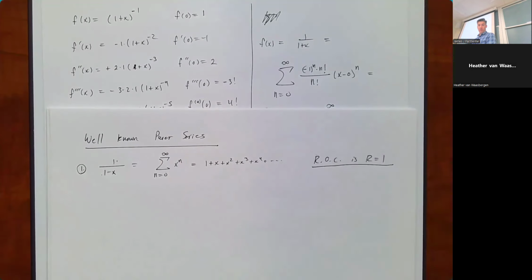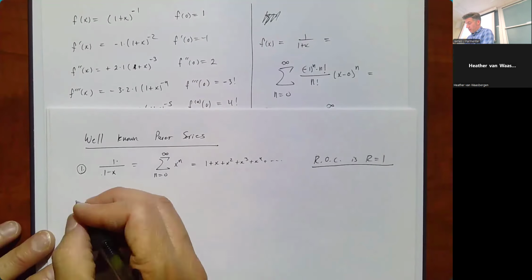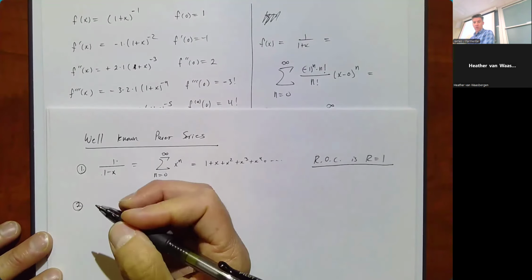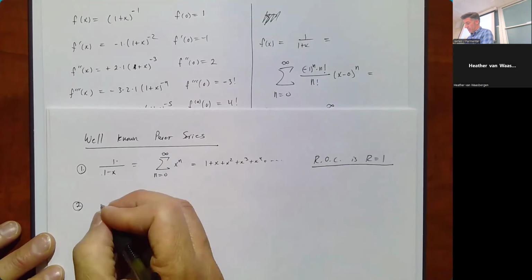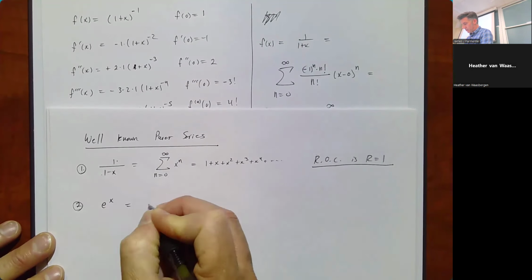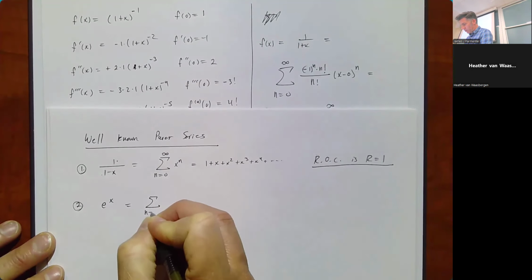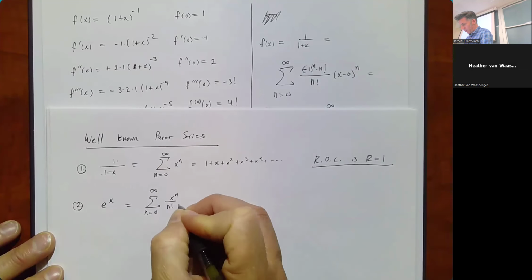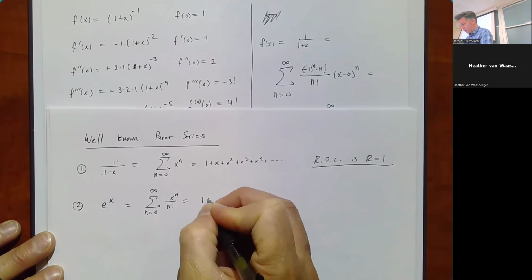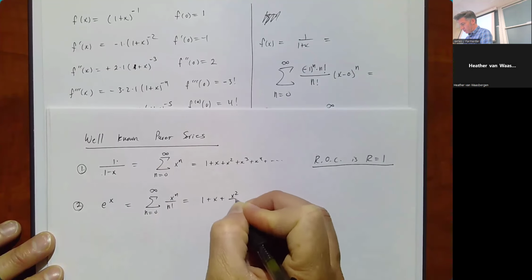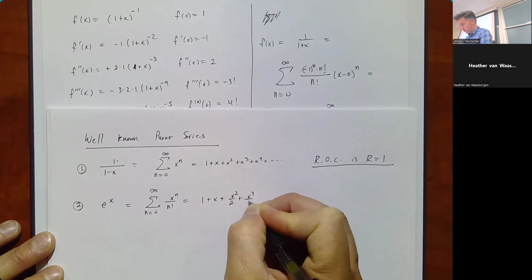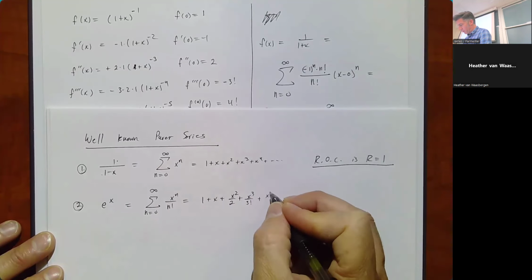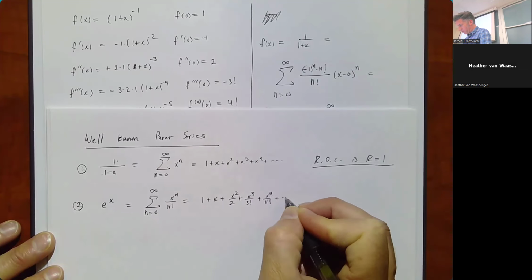Because for a geometric series to converge, the ratio has to be between -1 and 1. And then the second one we have is the one we just did on the previous page, which was that e to the x is equal to the sum from n equals 0 to infinity of x to the n divided by n factorial. And that's 1 plus x plus x squared over 2 plus x cubed over 3 factorial plus x to the fourth over 4 factorial and so on.